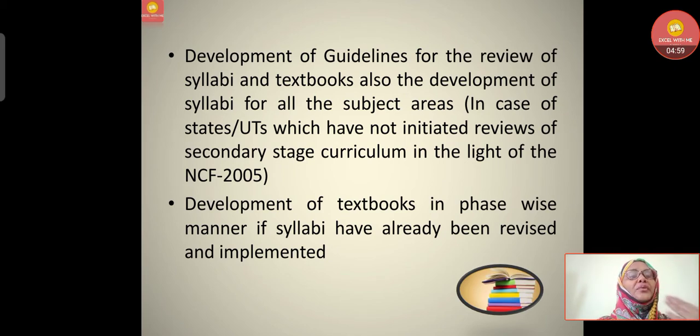areas, in case of both states and union territories which have not initiated reviews of secondary stage curriculum in the light of NCF 2005. So, the development of guidelines to review syllabus and textbook is very important in all the subject areas which were not taken up in the light of NCF 2005. Then development of textbooks in a phase-wise manner if syllabi have already been revised and implemented. That means in a phase-wise manner they have to develop the textbooks for the syllabus which has already been revised and implemented.